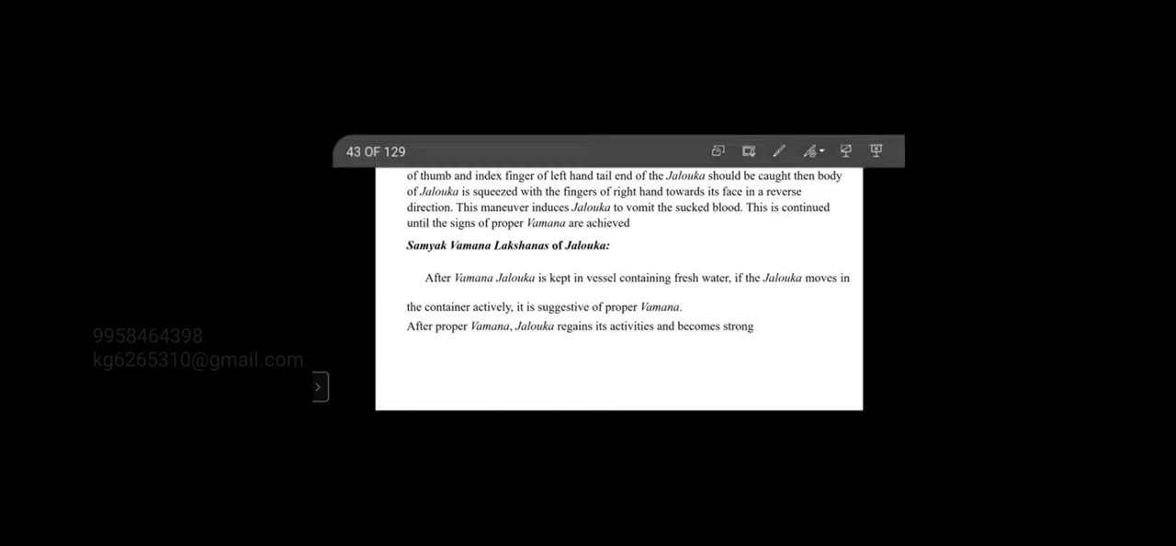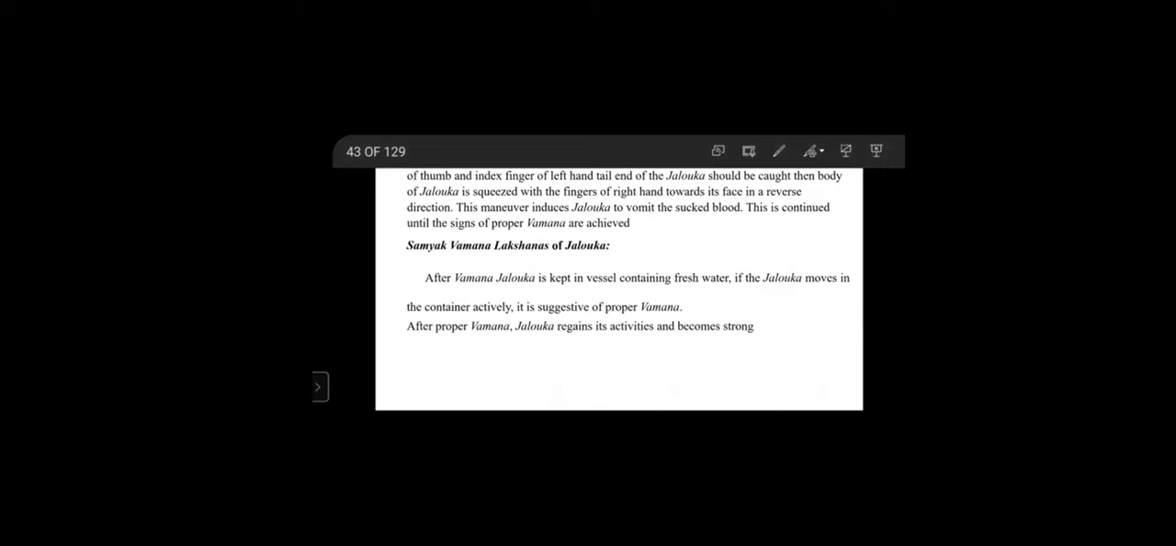Then, what do you need in the case of paschatkarma for the jaloga? The paste of Tandula Kanda, like broken rice, we should apply, because it is tired of sucking. And a mixture of Taila and Saindhava Lavana is smeared on its mouth. Then with the thumb and index finger we have to knead, and make it vomit all the blood. This is continued until the signs of proper vamana are achieved.